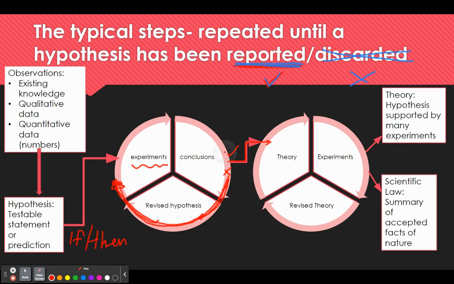But if my conclusions are good and I'm ready to move on, that means that I now have what's called a theory, which means I have tested my hypothesis. I've tested it over and over and over and over again, and I've seen the same results every single time. So now I have a theory that whenever this occurs in nature, these are the results I get. So this constant experimentation step is really important.